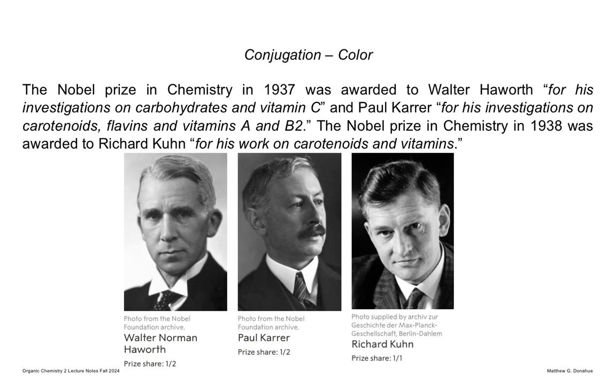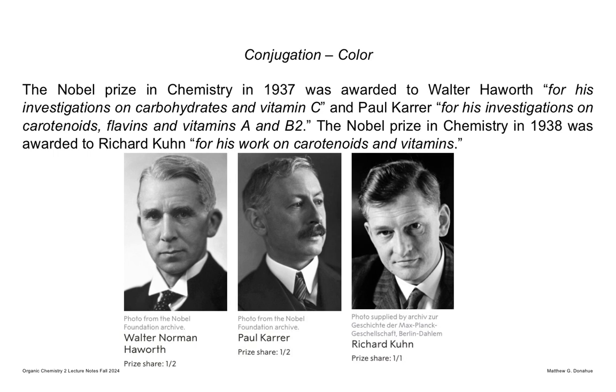And so in 1937, a couple Nobel Prizes were awarded, 1937 and 38. So in 37, it was shared between Howarth and Karrer for investigations on carotenoids, flavins, and vitamins A and B. So you've heard of vitamins, minerals. Those are things you need in your daily diet for biochemical processes to happen. In 38, Kuhn won the Nobel Prize for his work on carotenoids and vitamins.